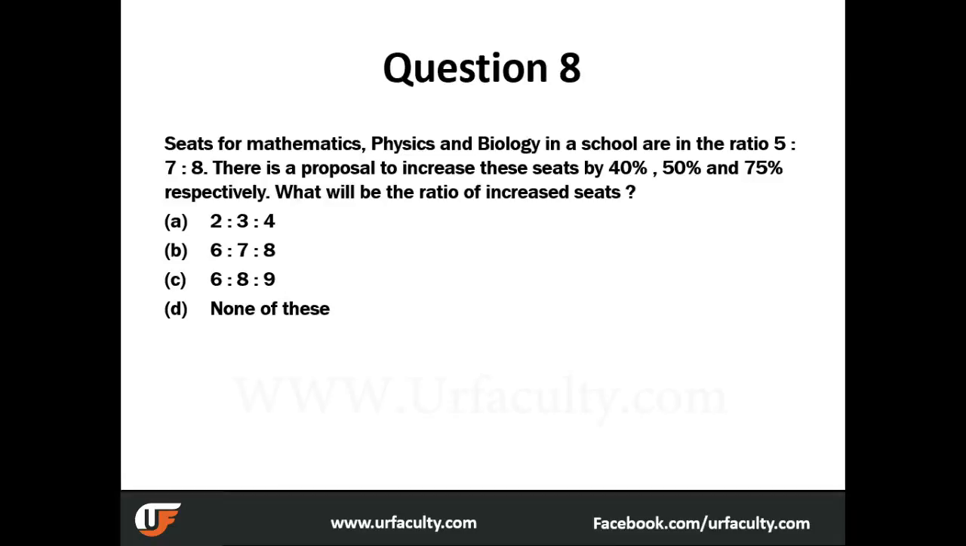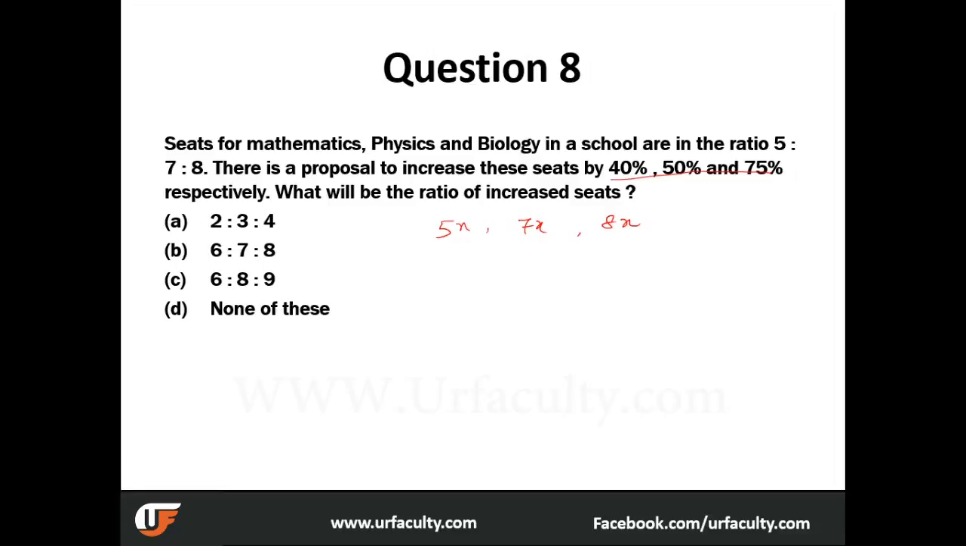Seats for mathematics, physics and biology in a school are in the ratio of 5:7:8. There's a proposal to increase these seats by 40%, 50% and 75% respectively. What is the ratio of the increased seats? Again, a very straightforward question, just that the question size looks big, but actually it's a very simple question. How many seats are there? I think by now you would know that. 5x, 7x and 8x. These are the current number of seats that you have.